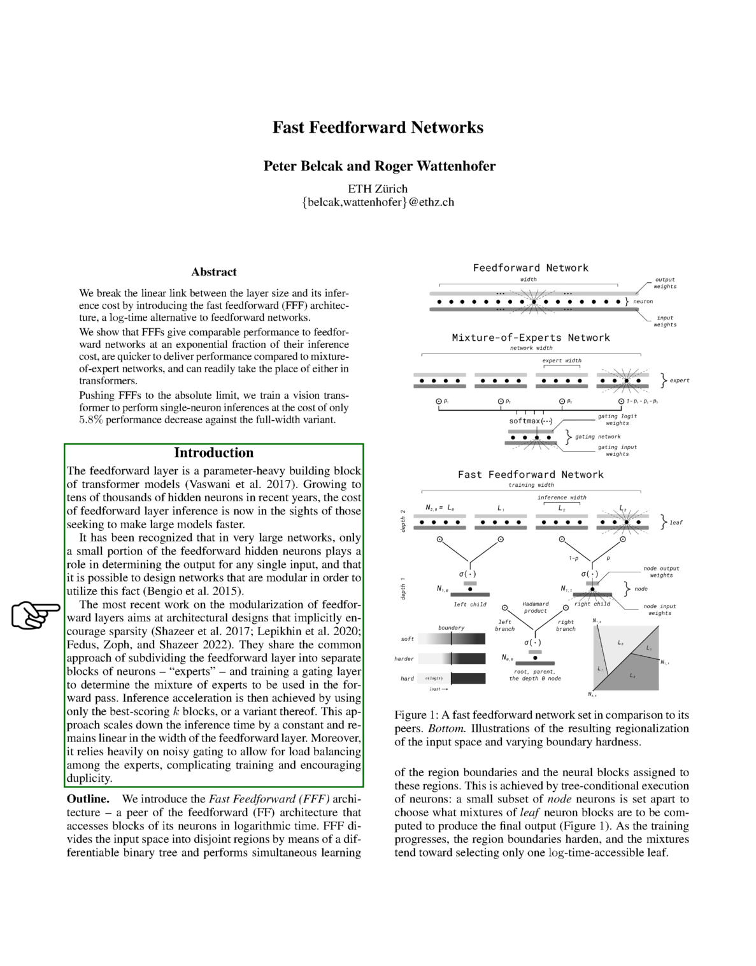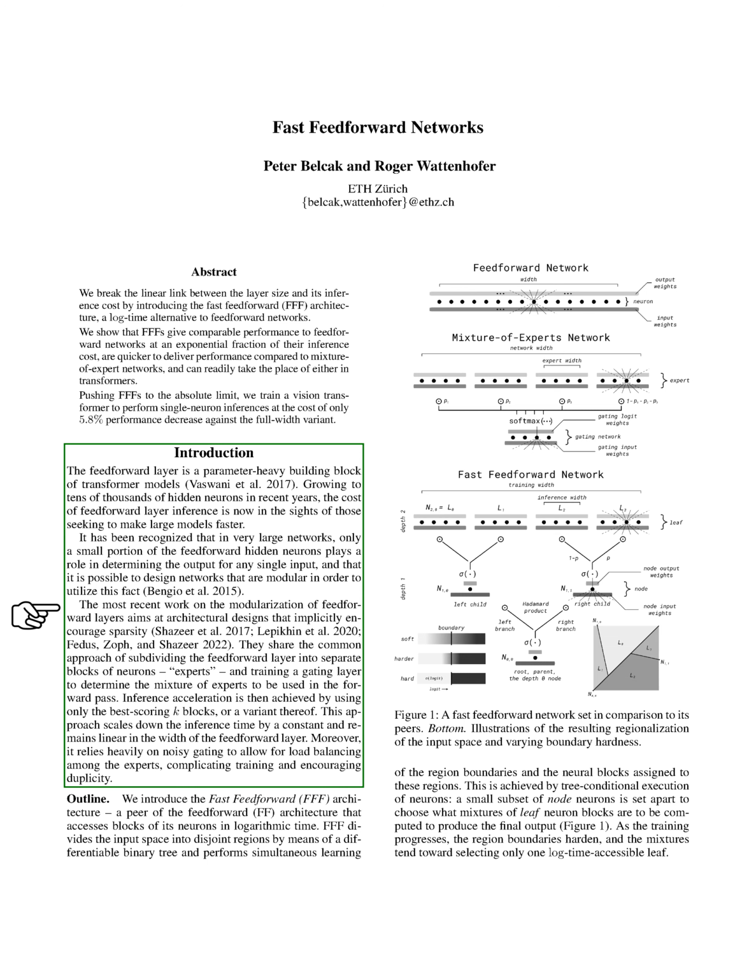Interestingly, in these large networks, only a small fraction of the feedforward hidden neurons actually play a role in determining the output for any single input. This has led to the idea of designing networks that are modular, taking advantage of this fact. Recent work on making feedforward layers more modular has focused on architectural designs that promote sparsity.